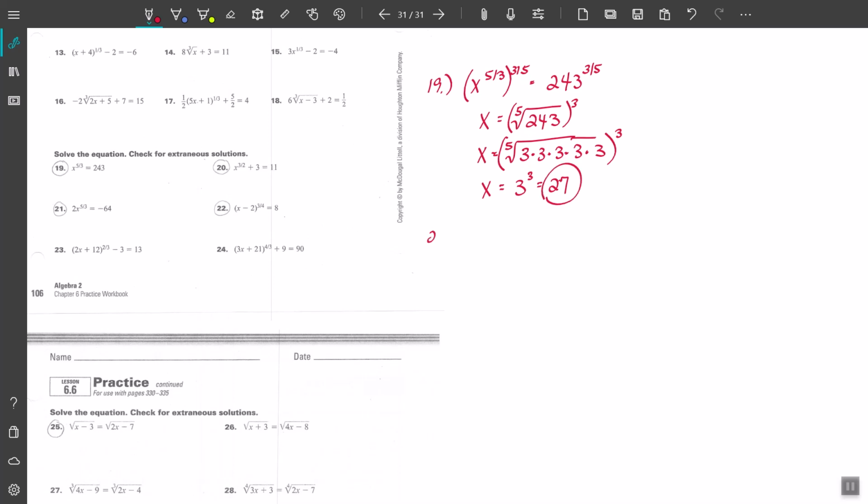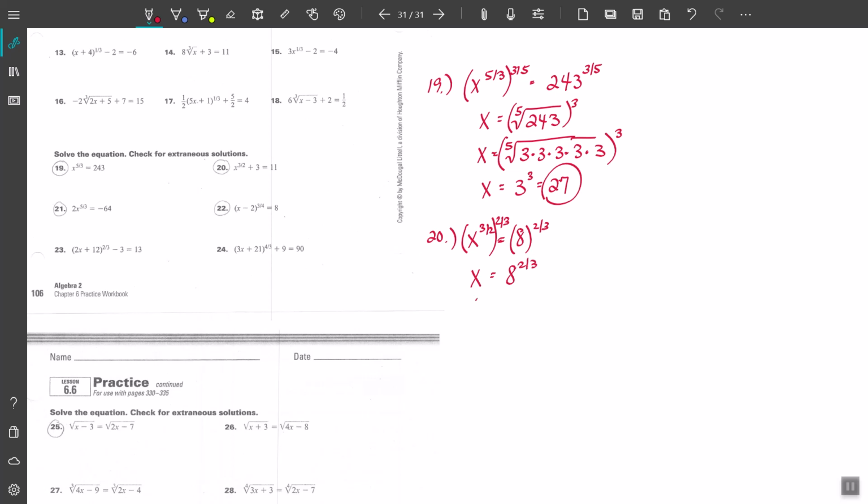All right, number 20. We need to get that x to the 3 halves by itself first. So we'll just subtract the 3 off both sides. I'm sorry, yes, off both sides, and end up with this. I'm going to raise both sides to the reciprocal. And then these two cancel out. And you are left with 8 to the 2/3 power.